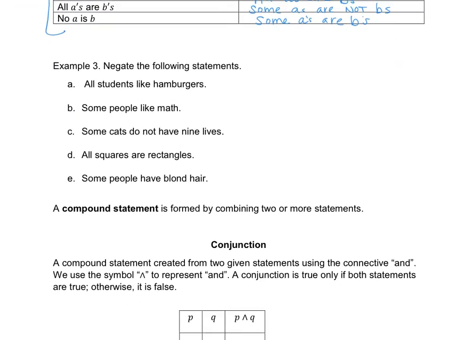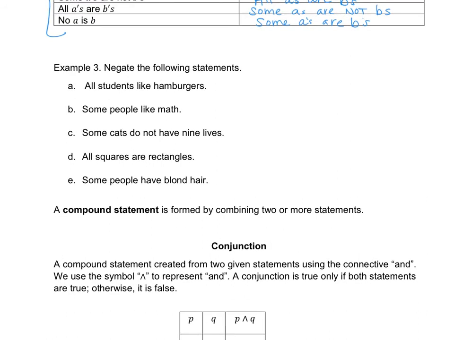So here are some real statements. We want to make the negation of the following. The first one says, all students like hamburgers. Then the negation of that would be some students don't like hamburgers. It follows from the chart, but let's think about why this is the negation.